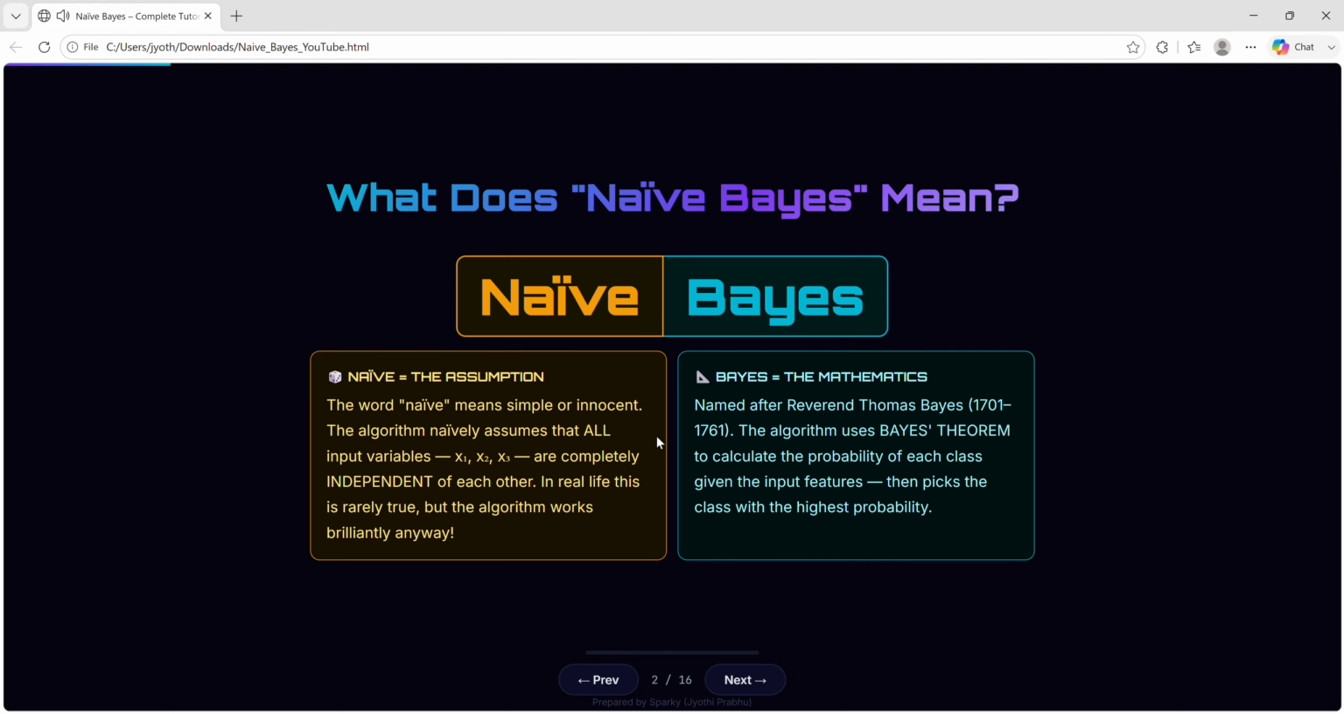First, what does the name mean? 2 words, 2 ideas. Naïve means the algorithm innocently assumes all your input variables are completely independent of each other. Bayes refers to Bayes' theorem, the mathematical framework named after Reverend Thomas Bayes who lived from 1701 to 1761. Together, Naïve Bayes uses Bayes' theorem under a naive independence assumption.